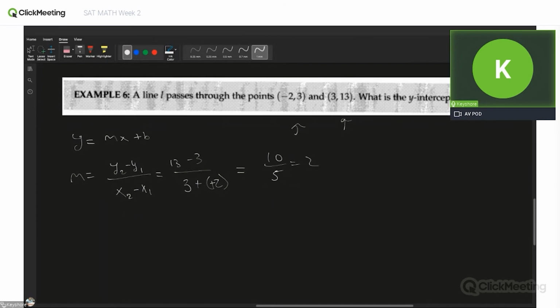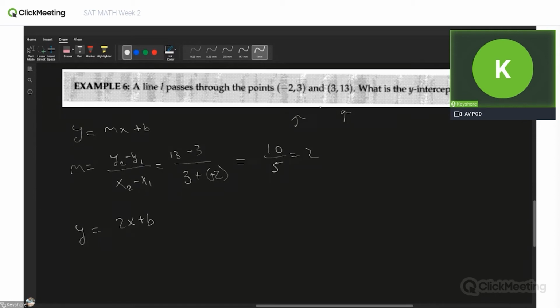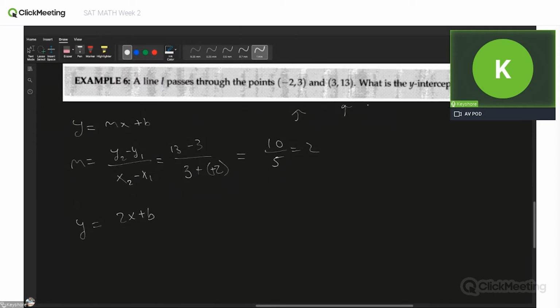So the next thing is just rewriting this as y equals 2x plus b. And then we can just plug in any of these points. Let's just pick 3, 13. So I'm going to plug 13 into y: 13 equals 2 times 3 plus b. This is 6, so 13 equals 6 plus b. And then I subtract 6 from both sides. We get that b is equal to 7.